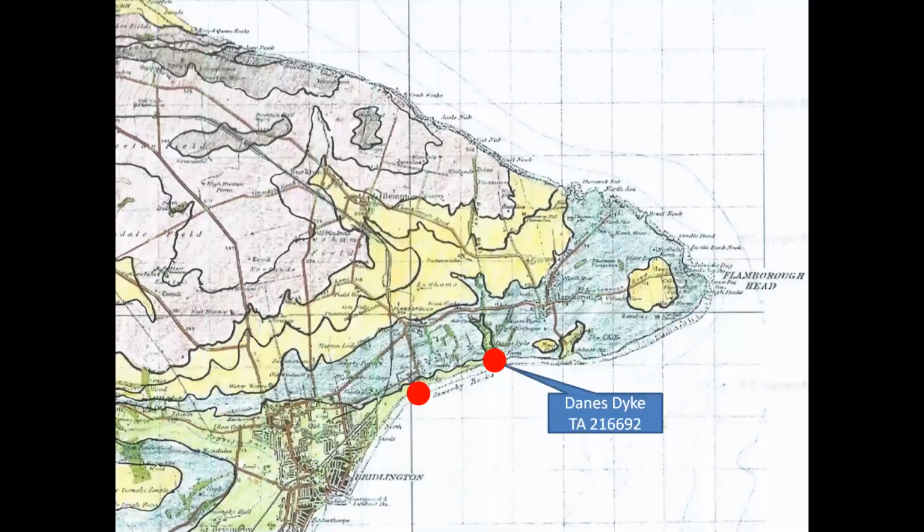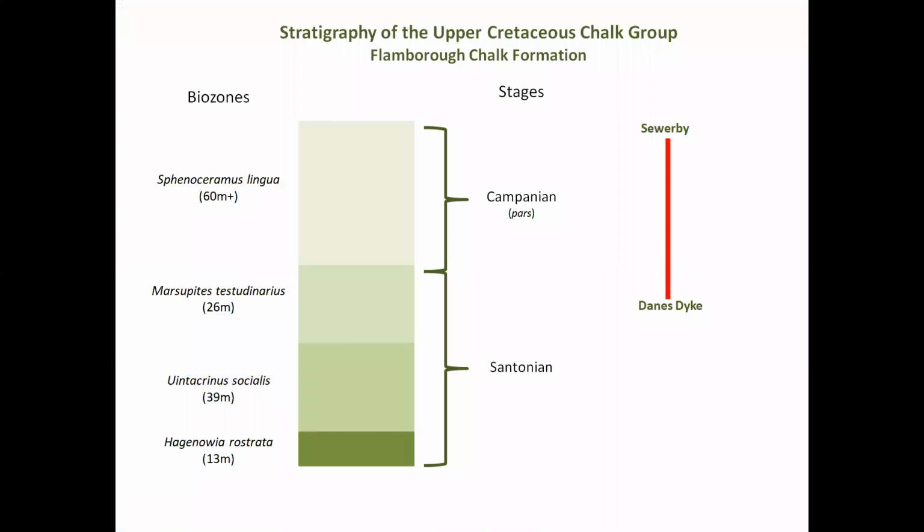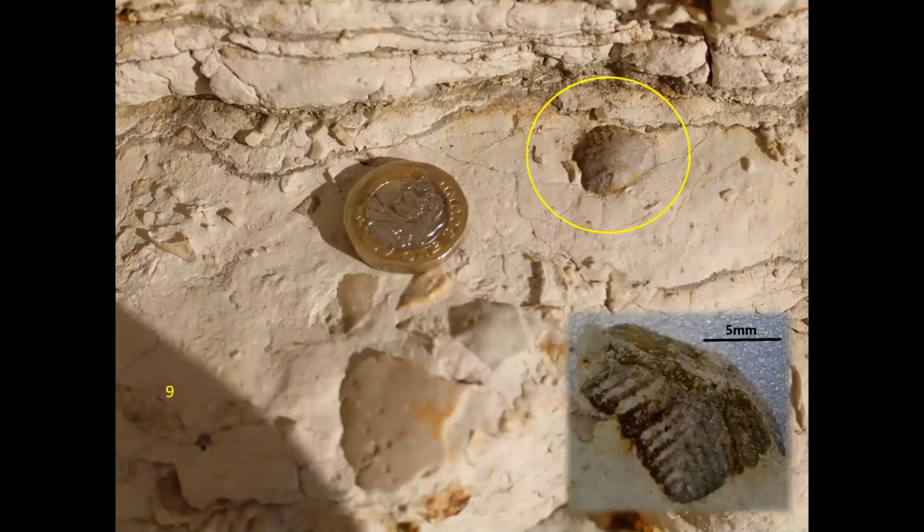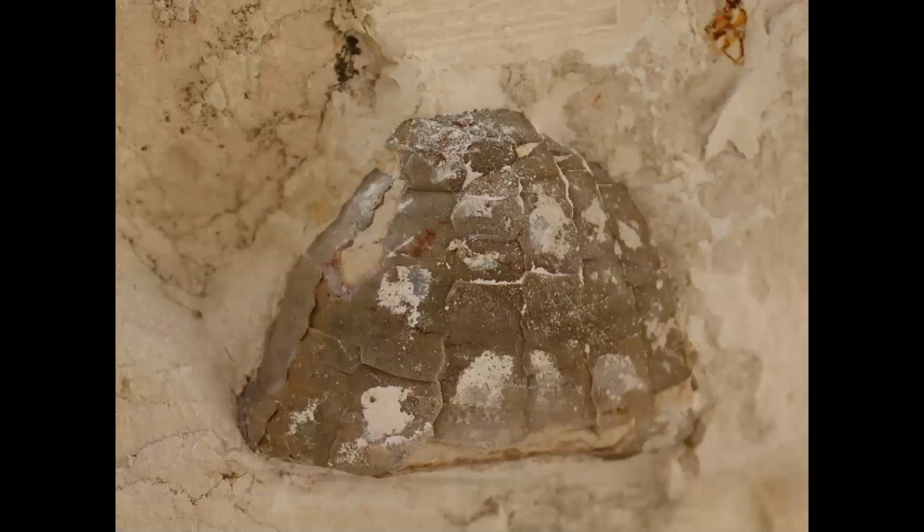Between Danes Dyke and Sewerby Steps, there are 1.5 kilometres of chalk cliffs containing the highest beds of the chalk group on Flamborough Head, most of which belong to the Campanian stage of the Upper Cretaceous. In the first part of the cliffs, however, we are reminded that we are still in the testudinarius zone by finds of the plates of Marsupites. Echinoids such as Echinocorys are also quite common, though they're often crushed, and stylolites are widespread.